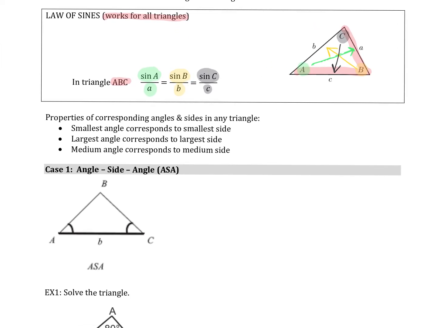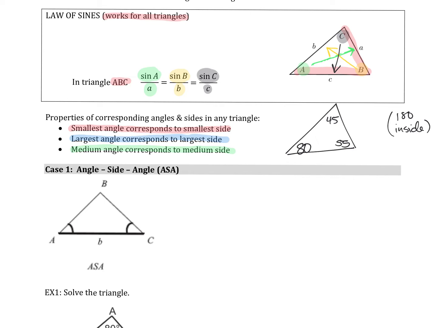Some properties of corresponding angles and sides in any triangle: please note, the smallest angle in the triangle is across from the smallest side. The largest angle corresponds to the largest side, and the medium angle corresponds to the medium side. So for example, if you had a triangle with angles 80, 45, and 55, once again, the sum of all the angles should equal 180. So make sure to always check that.